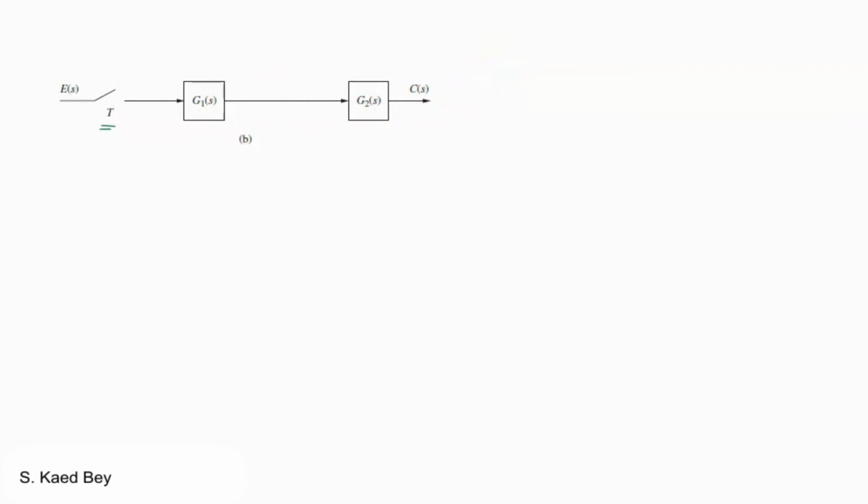In this case, we can express C of S as equal to G2 of S, G1 of S, multiplied by the E star of S. And E star of S is just after the sampler. As we discussed in the previous example, our main objective is to find C star of S as a function of E star of S. This will allow us to go to the Z domain. To do this, we can apply the starred formula.